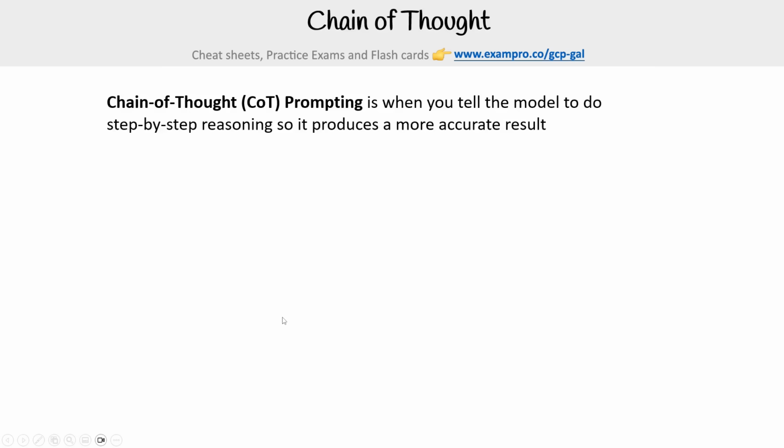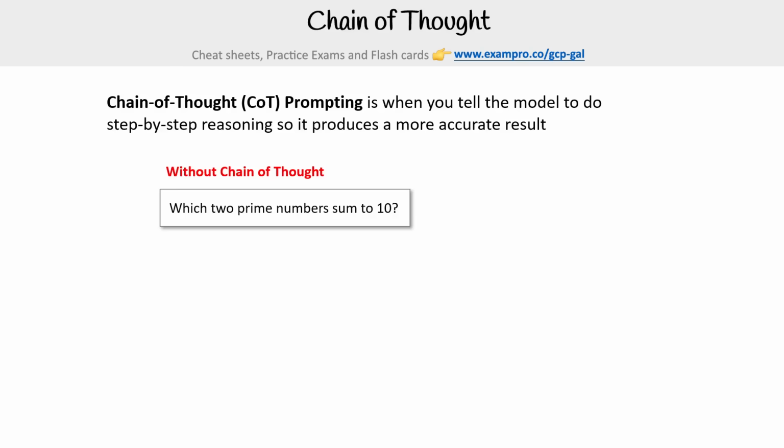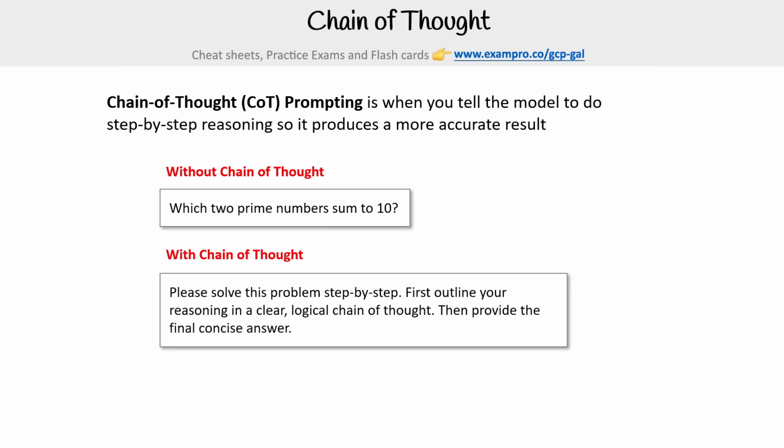Let's take a look at chain of thought. Chain of thought prompting is when you tell the model to do step-by-step reasoning so it produces a more accurate result. Without chain of thought, you'd say something like, which two prime numbers sum to 10? With chain of thought, you'd say, please solve the problem step by step. First outline your reasoning in a clear, logical chain of thought, then provide the final concise answer.